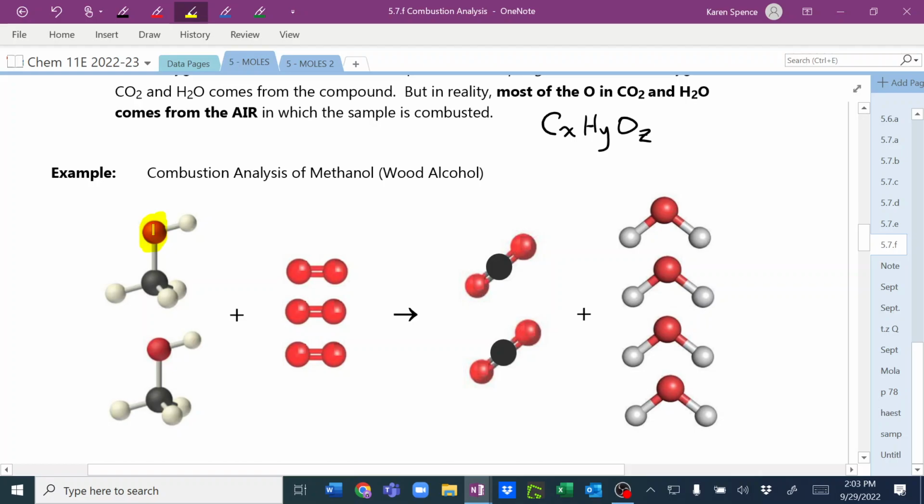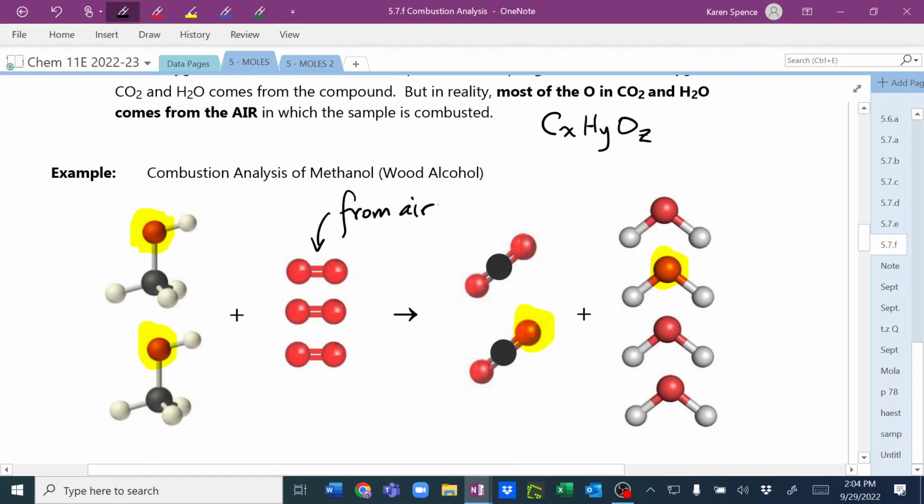Here I have wood alcohol. The oxygens are red. The 2 oxygens from the wood alcohol I've highlighted, yes? So they have like a little yellow halo on them. So now when I go over to my products, I don't even know which ones. The oxygen, it could be this one and this one. I really don't know which 2, but it is only 2 of them. All the other oxygens in the water and in the carbon dioxide comes from the air.